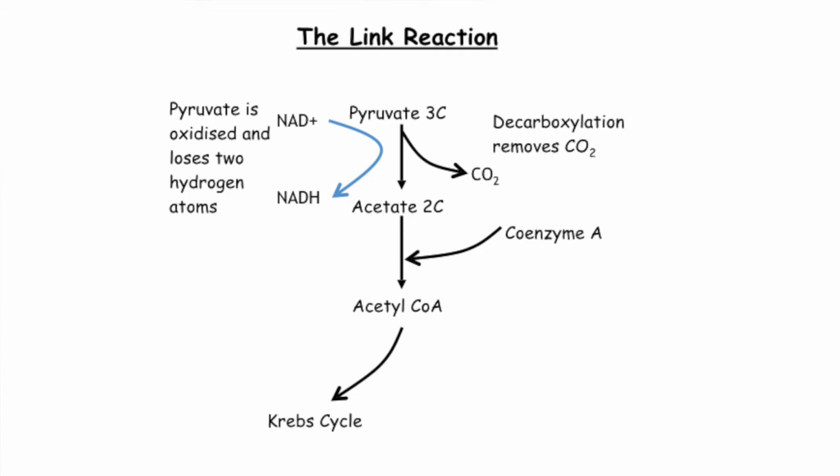We also are going to reduce some NAD as well, so we're going to remove 2 hydrogen atoms away from our pyruvate, and that will leave us with a different molecule, a 2-carbon molecule now, because we've lost that CO2, remember, so we're down to just 2, and that is called acetate. Now acetate will combine with another type of coenzyme. This one's called coenzyme A, or CoA if you like, and that will form a complex with the acetate, which we call acetyl-CoA.